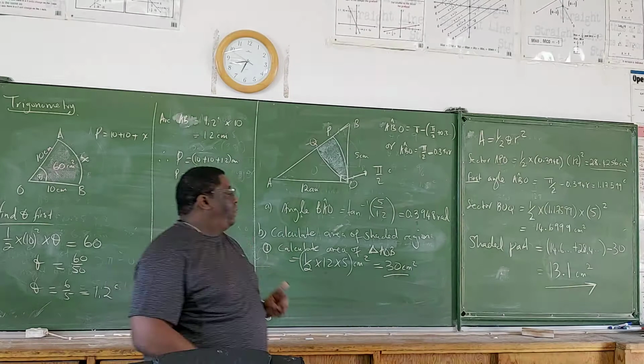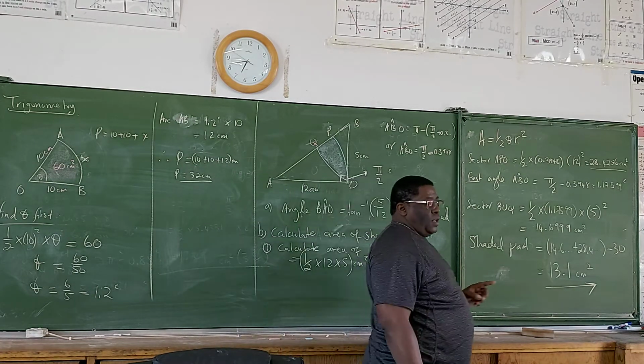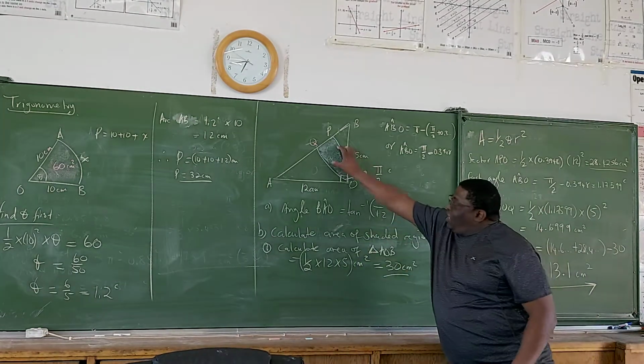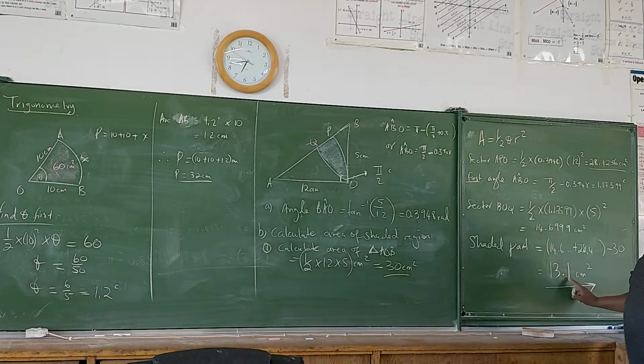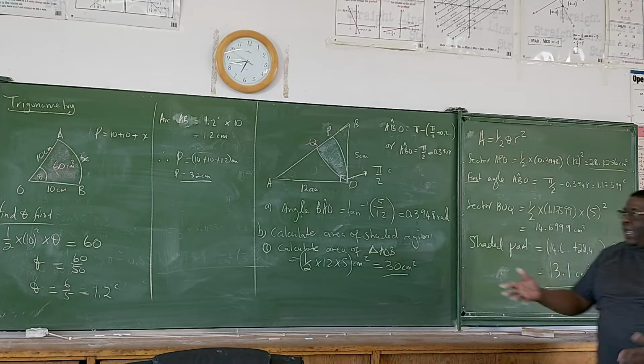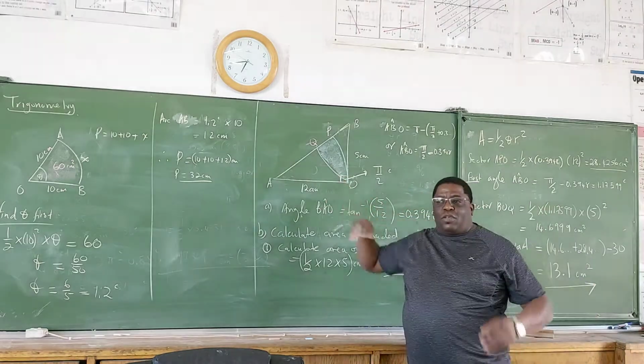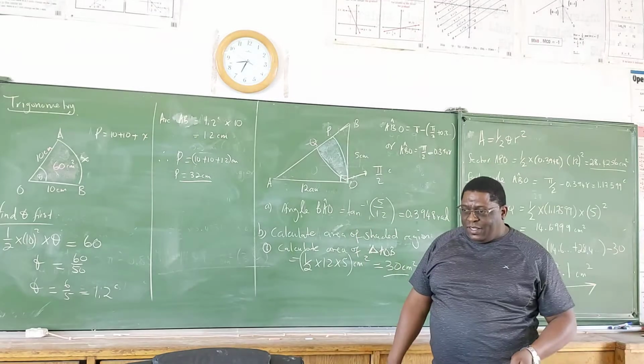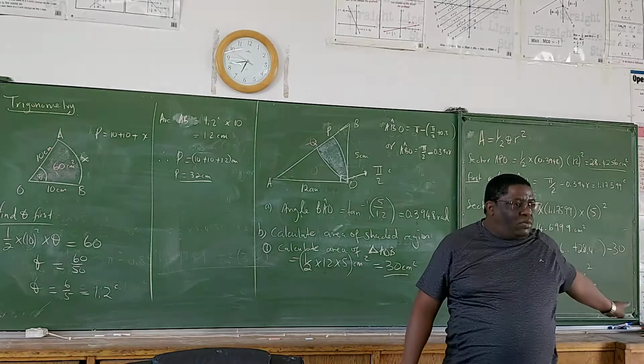What is the area of the unshaded part? If the shaded part is equal to 13.1, then you subtract 13.1 from the 30, from the whole triangle, yes? And that will give you the unshaded part. Is that fine? Okay. So that's what I would do in such a question.